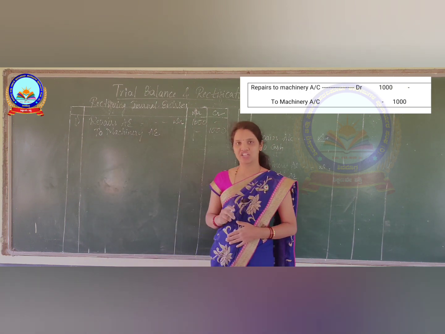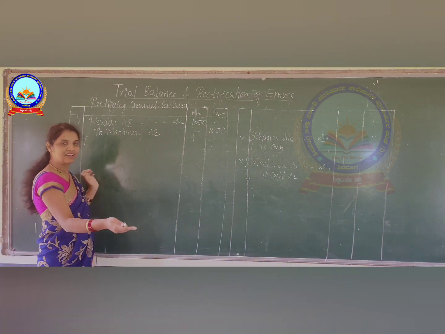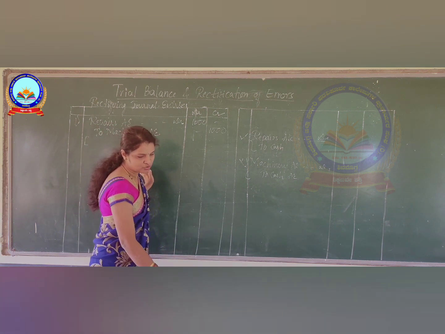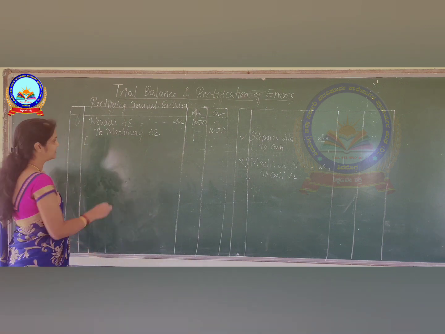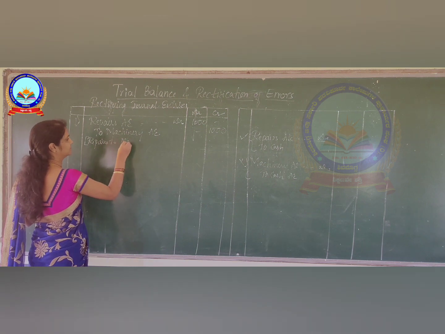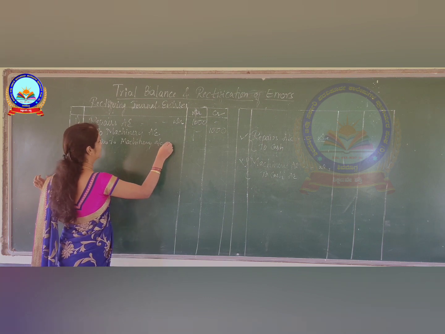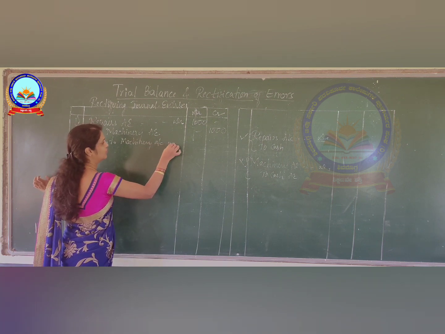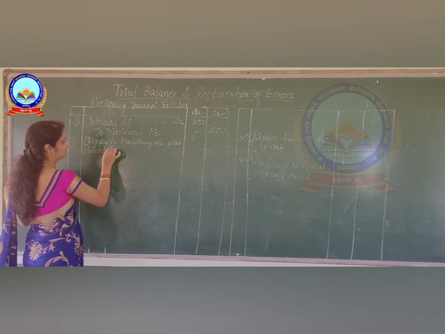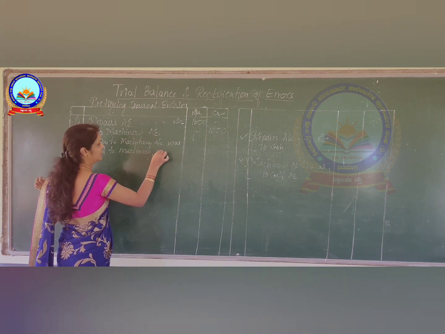In the narration, what do we have to write? You can write the error which is given in the problem itself. Repairs to machinery debited to machinery account. Repairs to machinery account was debited to machinery, now rectified.